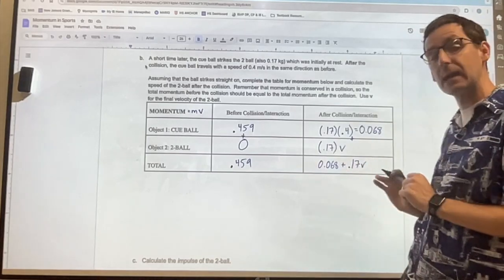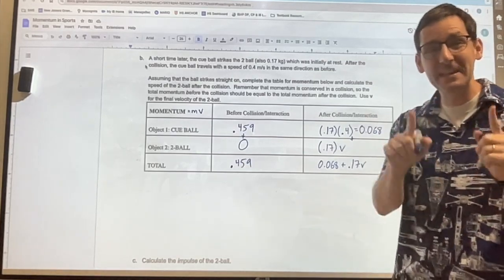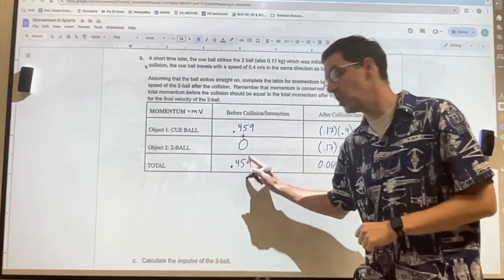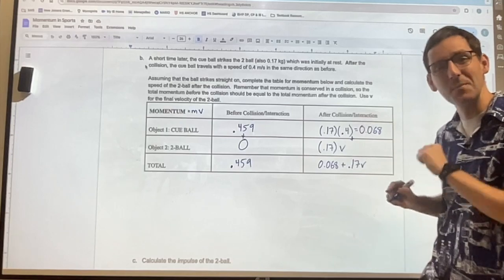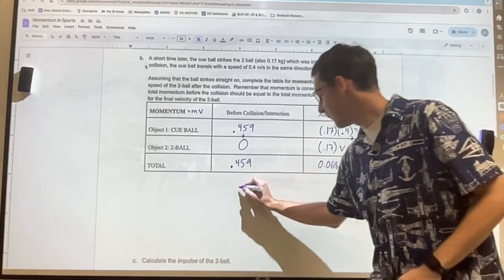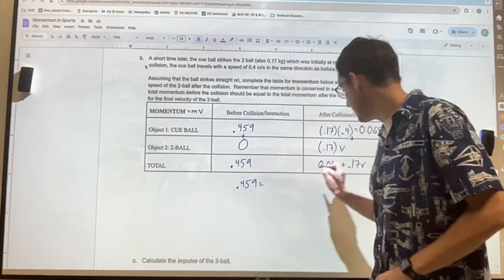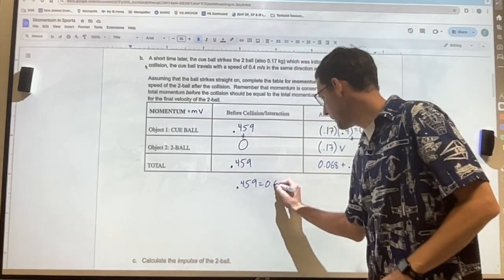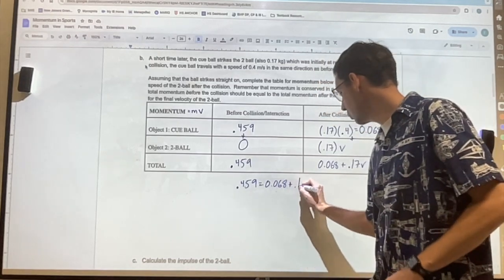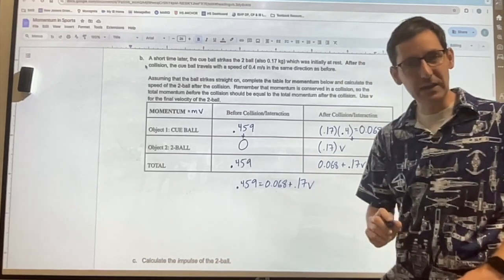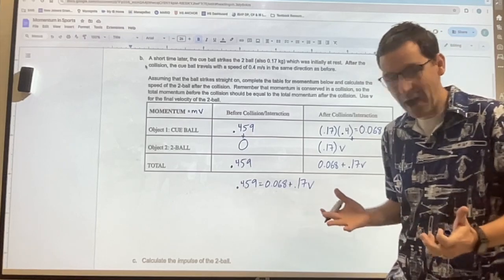It doesn't matter that I can't combine those, because what I'm going to do now is the same thing as before. I'm going to say that I know that before the collision, the momentum has to be equal to the momentum after the collision. Therefore, I'm going to go 0.459 is equal to 0.068 plus 0.17 V. Just like that. And now it's an equation that I can solve. This is just a math question.